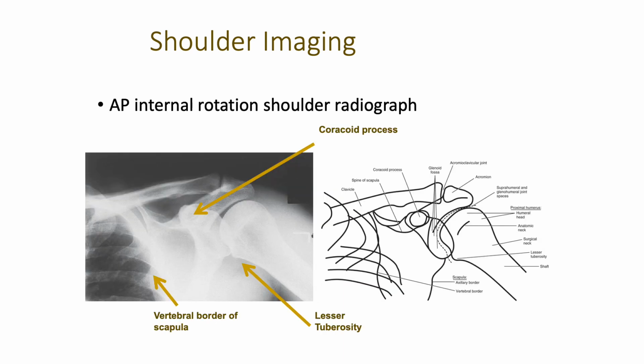So again, here's a nice detailed view of an AP radiograph in internal rotation. So again, we can really see the lesser tuberosity here, more so than when we're in an externally rotated view. And as always, don't forget the lung.